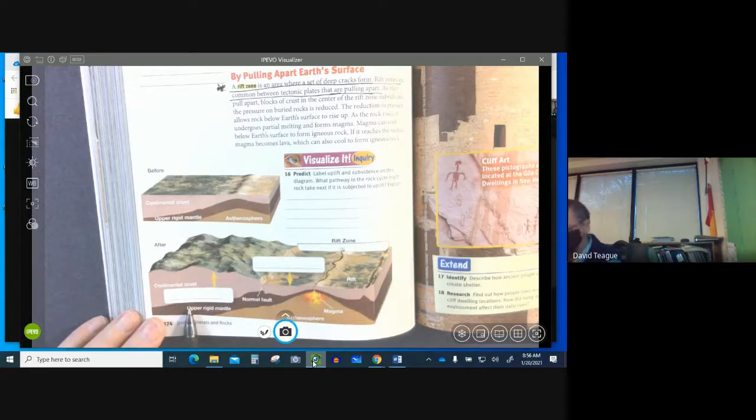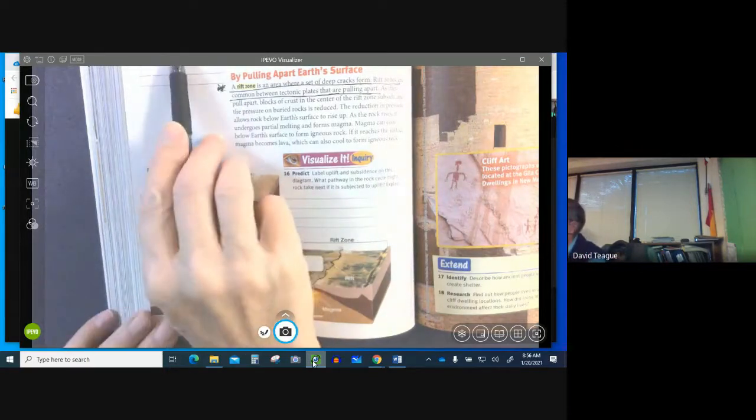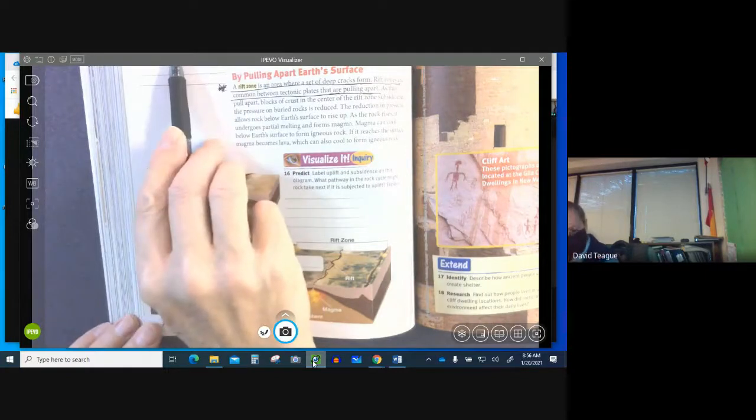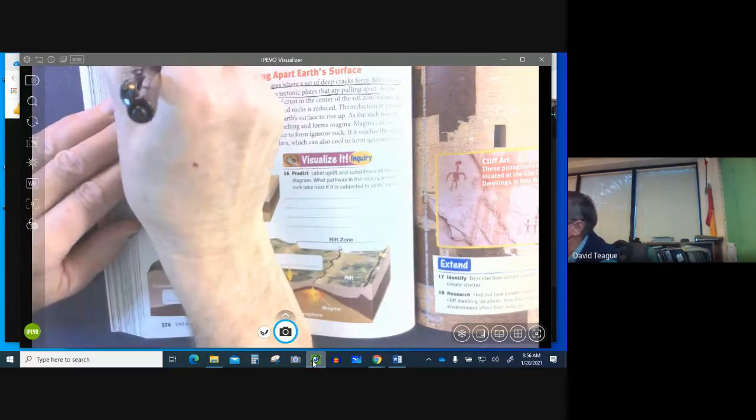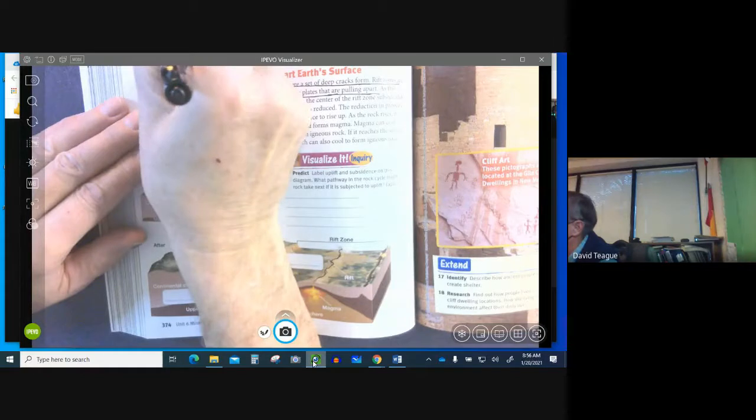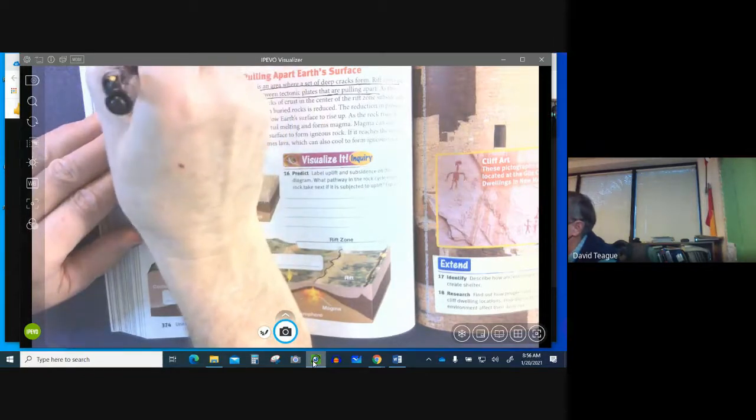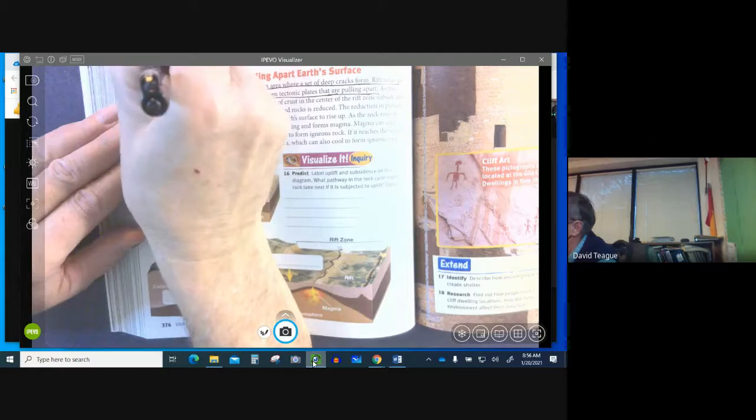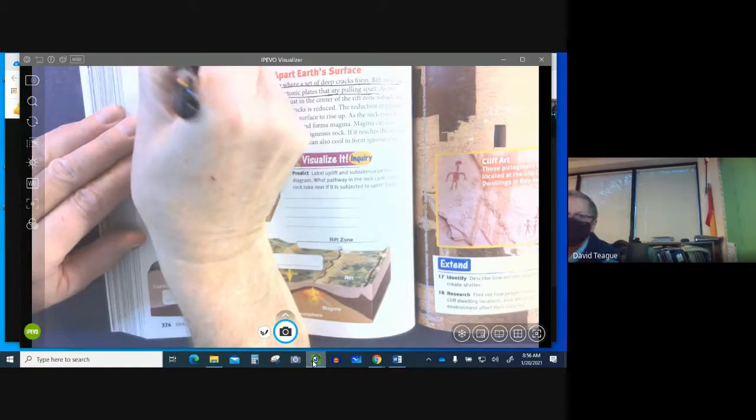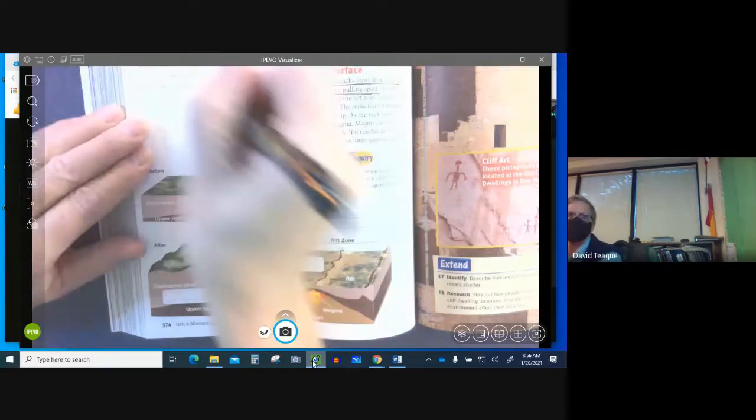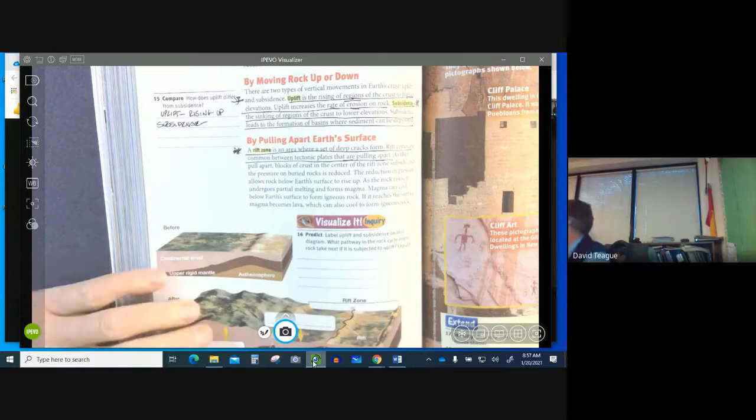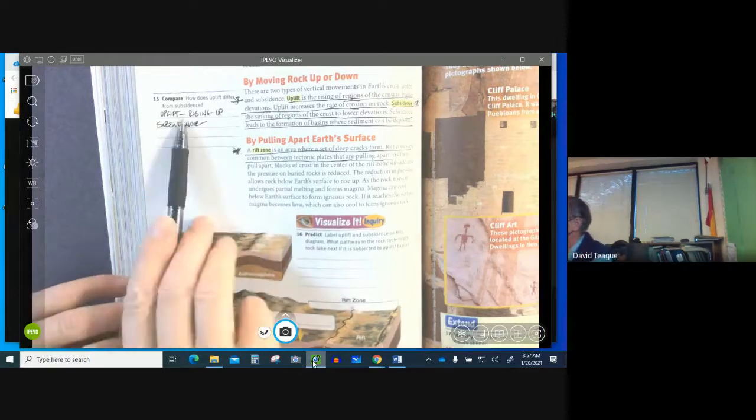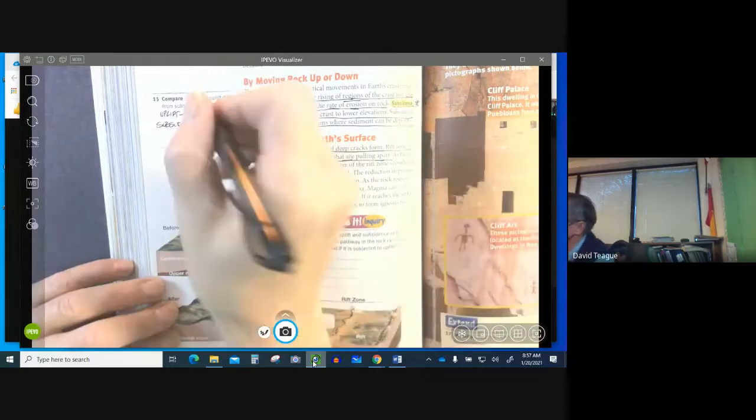Okay, 15. I missed 15 up here. How does uplift differ from subsidence? So uplift is the rising up, and subsidence is the sinking. Mr. J, you can't see what you're writing. I'm sorry. Camera. Oh, there it goes. So uplift is the rising up and subsidence is the sinking.